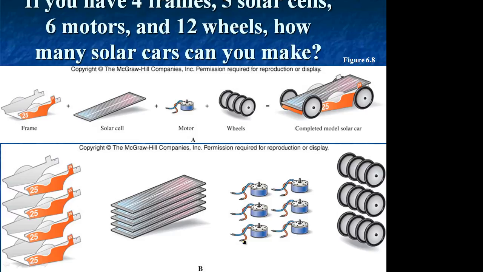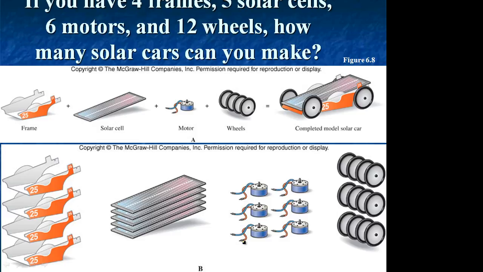Why? Because each car needs 4 wheels, or a set of wheels, and you have only 3 sets of wheels there, right? So you can make only 3 complete cars. If we had another set of wheels, then we could have made 4 cars because we have 4 frames available. Let's say we had 4 sets of wheels, and no, 5 sets of wheels. Let's say we have 5 sets of wheels now.